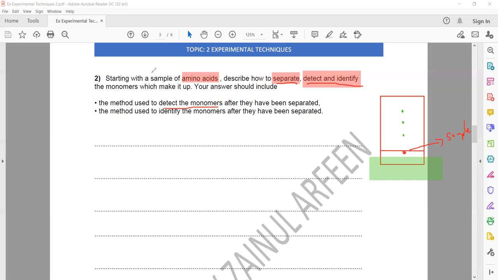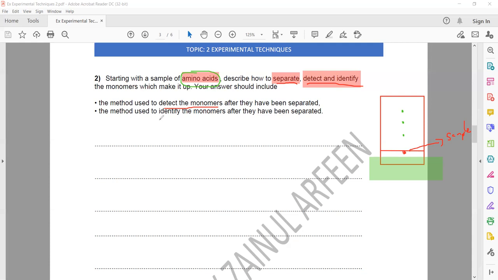No, not necessary, because in the question they did not mention a sample containing 20 amino acids. Maybe a sample contains 2 amino acids only. Maybe it contains 5 amino acids. We don't know. That is why you don't have to put 20 spots. You can put any number of spots here, just to show that it is a mixture. So it will have different spots.